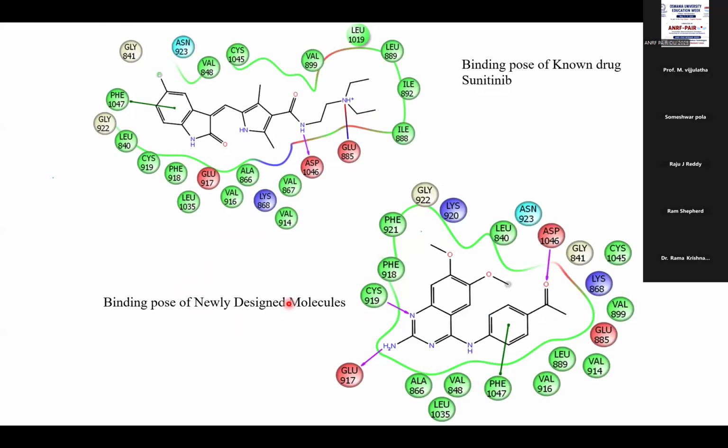And then we went for checking the binding pose of sunitinib, an already existing drug molecule, where this molecule was not having the interaction which was very, very important, that is cysteine 919. So it only had some other interactions. So when we checked our newly designed molecule, this interaction was there. And also it was fitting properly into the active site of the protein.